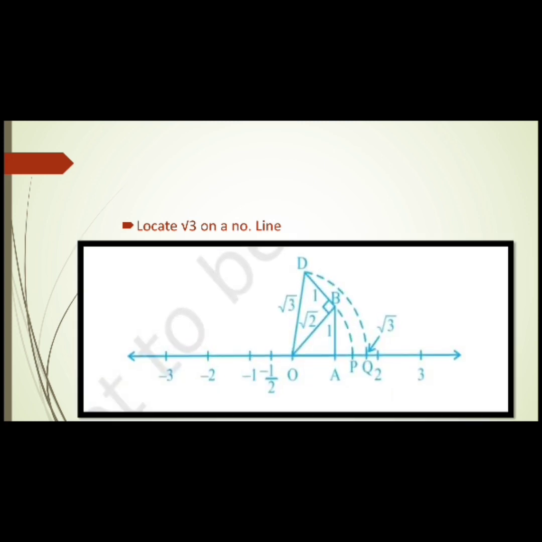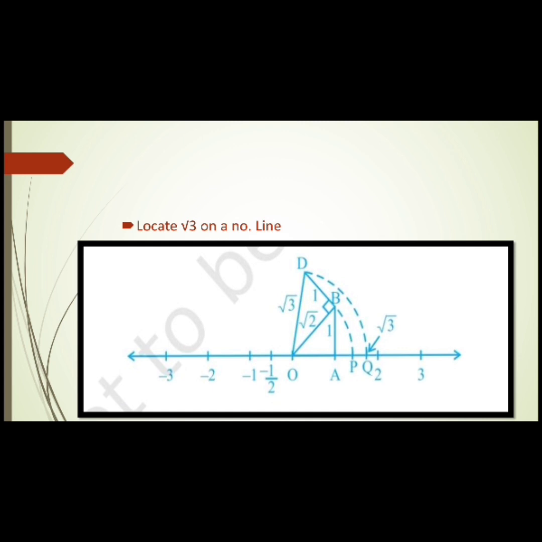Now coming to the second question, locate under root 3 on a number line. What you have to do for this? Look at this example. In the previous question, you have located under root 2 on a number line. All the steps are the same. As in the previous question, you have to draw first under root 2, for example O, A, B, C. Firstly, you have to draw that square only. And OB is under root 2 from the previous question, by the Pythagoras theorem. So you have to draw that.